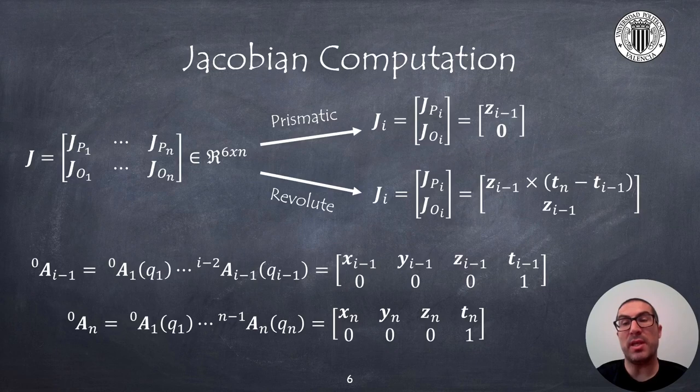The vectors z_{i-1}, t_n, t_{i-1} used in those computations are actually obtained from transformation matrices, usually derived from the Denavit-Hartenberg method. The transformation of the i minus 1 link will contain the vectors that we are looking for. Now, we are about to see a couple of examples to consolidate these concepts.